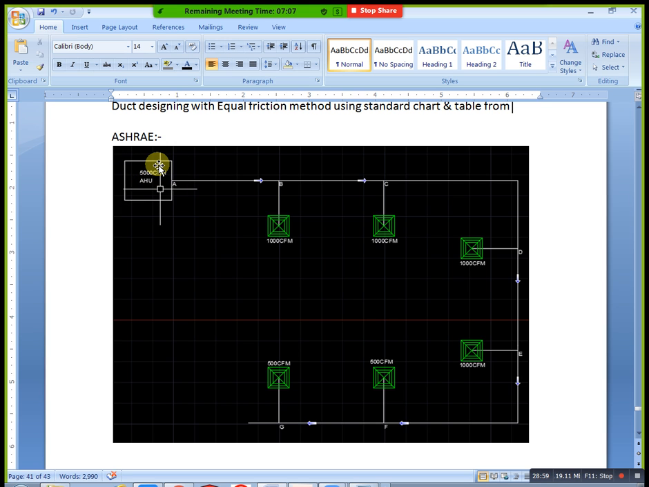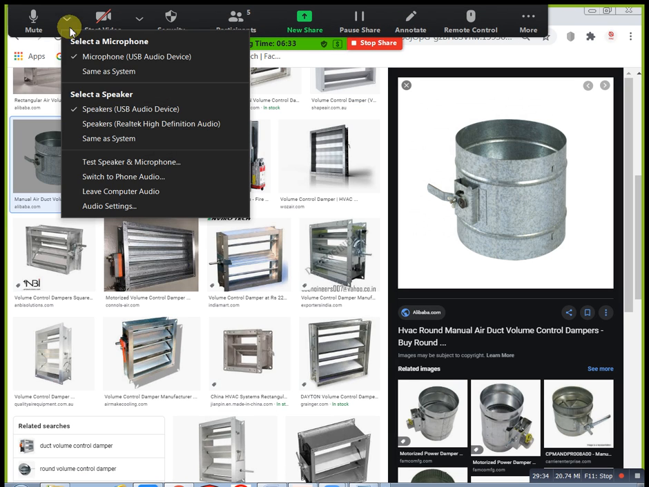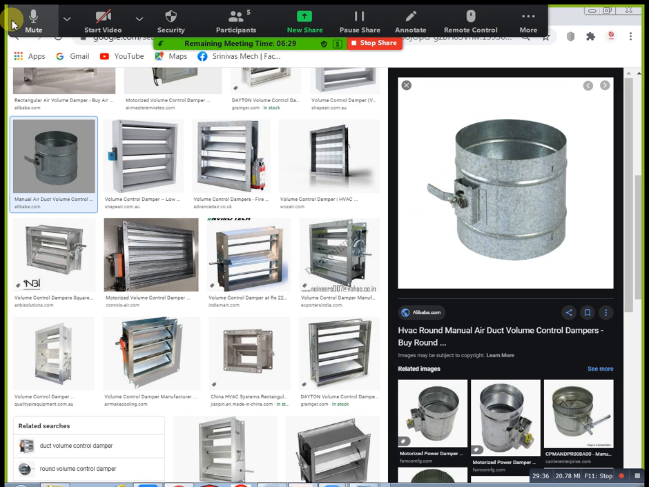Now here we have one point: duct designing with equal friction method using standard chart and table from ASHRAE. Now I need to find out my velocity. We only have V maximum, that is the maximum velocity. Definitely our velocity value needs to be less than that. I need to find that out. You can see in this picture, this is our chart. Here we have friction loss and at the same time air quantity CFM. We know these two values.